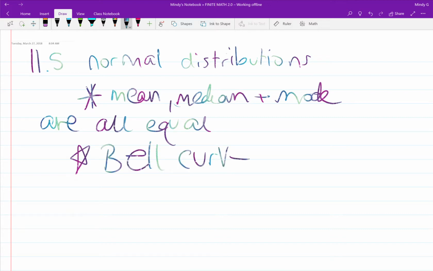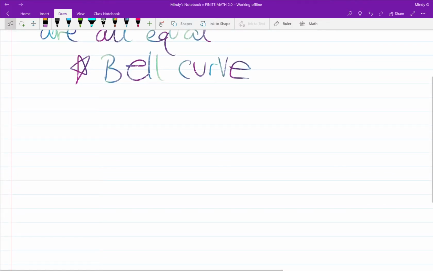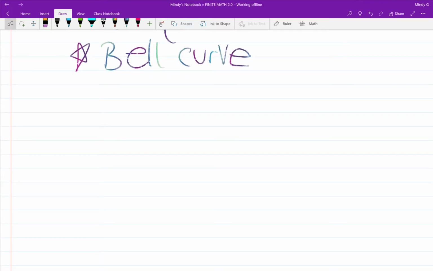And the reason it's called a bell curve is if we were to plot all the data values, it would make a bell curve. I'll show you.